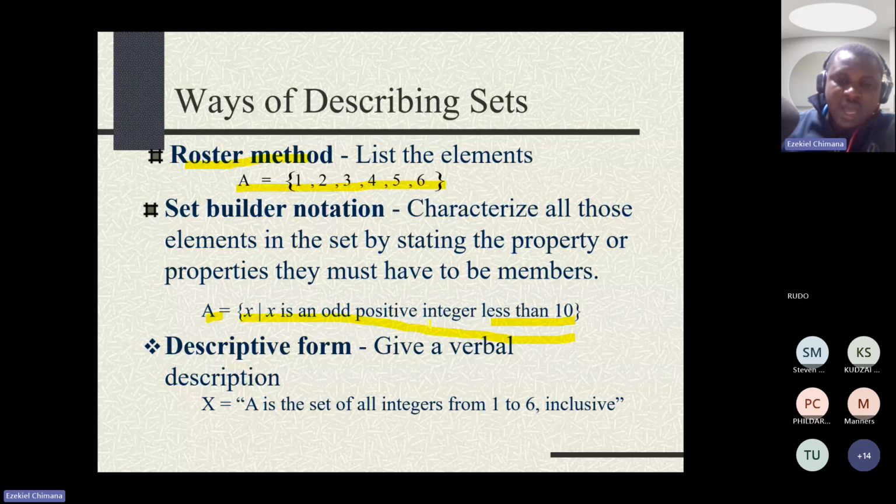This kind of giving the set is what we call the set builder notation. And then there is the descriptive form, where you give a verbal description, like here we're saying A is the set of all integers from 1 to 6 inclusive, which means we are going to take 1 up to 6. From this, you can build the set.